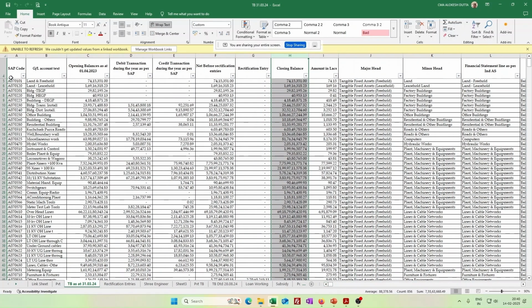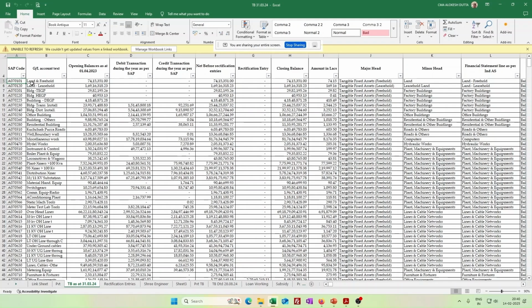Now, what is this code? In some industries where SAP is not introduced, that is called financial code. Where SAP has been introduced, this is called SAP code. This code is nothing but a piece of a code, the name of a ledger under which similar types of expenditure are captured.